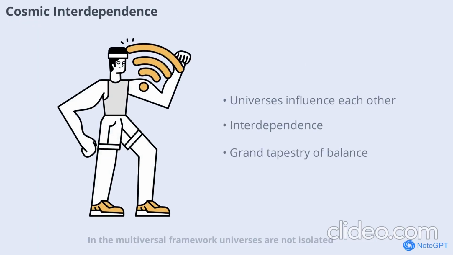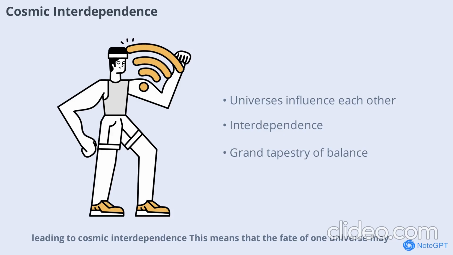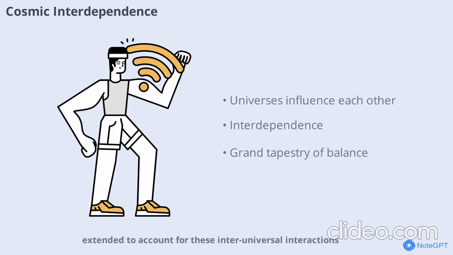In the multiversal framework, universes are not isolated. Each universe's equilibrium can influence others, leading to cosmic interdependence. This means that the fate of one universe may be tied to the balance of the whole multiverse. The CEC and CSE equations are extended to account for these interuniversal interactions, creating a grand tapestry of balance.